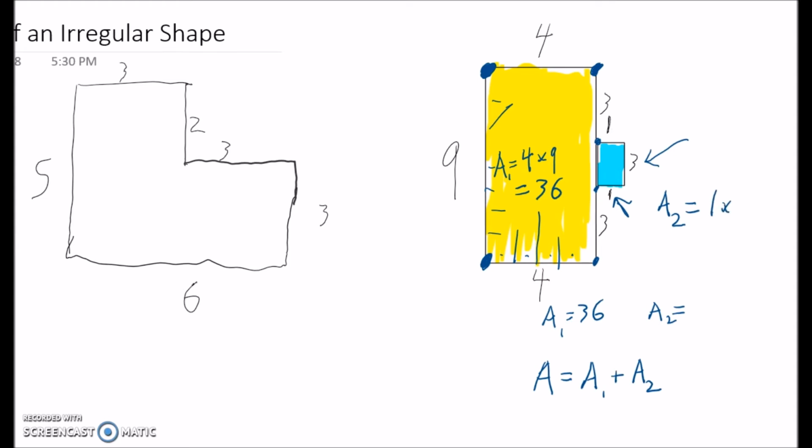So 1 times 3, what does that equal? Well, we know 1 times anything equals that same thing, so in this case it's 3. So A is A1 plus A2, which is 36 plus 3, equals 39. So our final answer is A equals 39. Okay, so that's for the T shapes.